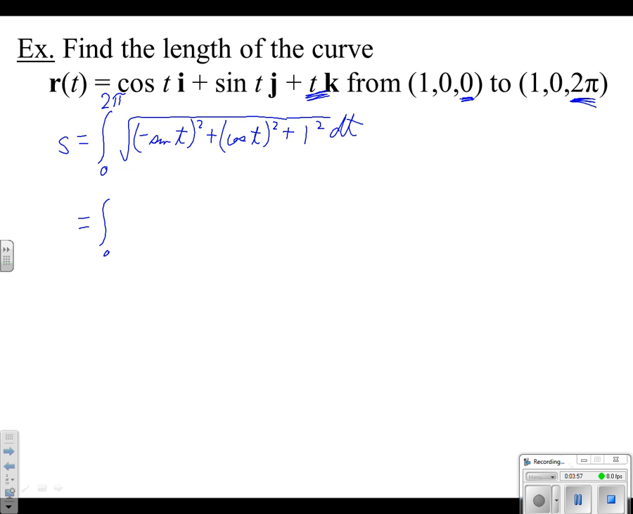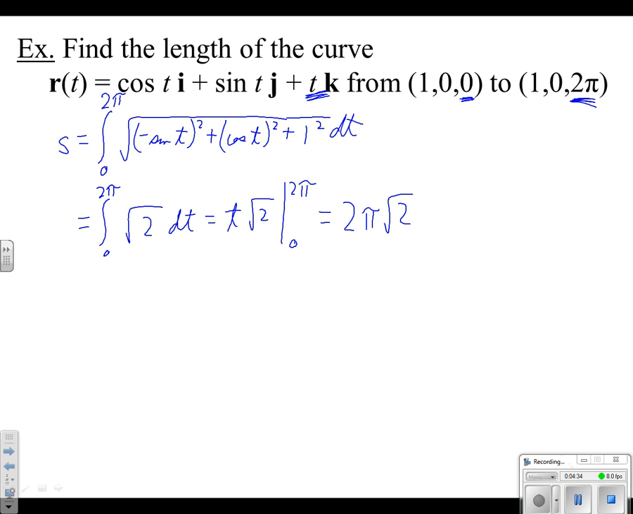Integral from 0 to 2 pi. We get sine squared plus cosine squared, which is just 1. And then 1 plus 1, this becomes the square root of 2. Keep in mind, there are a bunch of functions and stuff going on, but this is just a plain old integral. It's the integral of a function. The variable is t, and it's the integral from 0 to 2 pi. So we get t radical 2 from 0 to 2 pi. My final answer is 2 pi times the square root of 2.